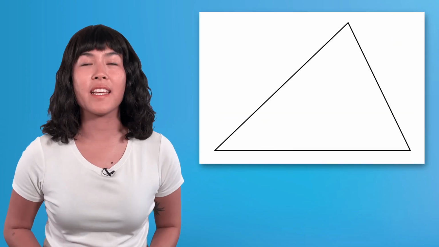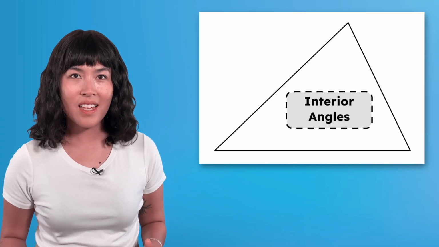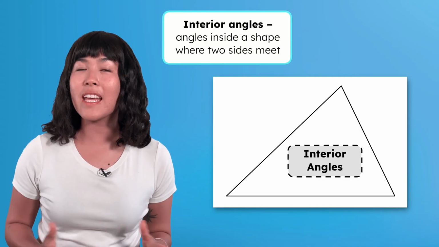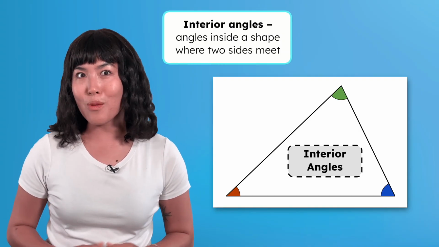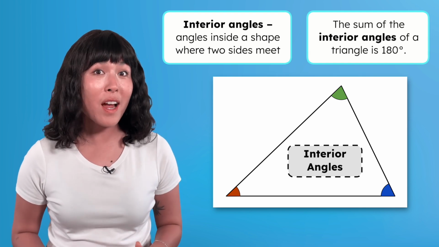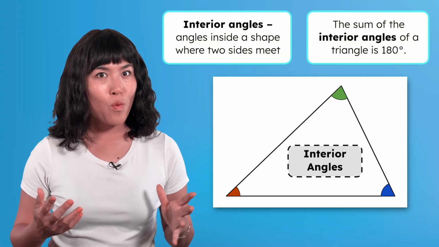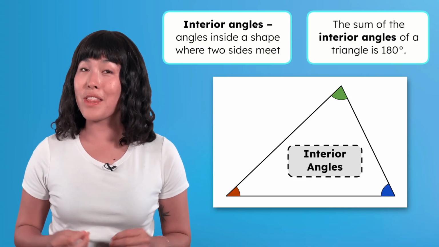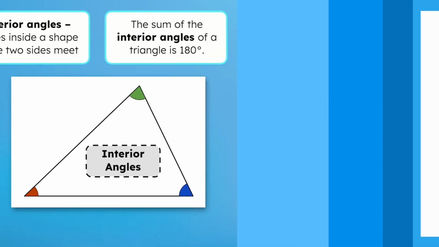Let's start by taking a look at the interior angles of this triangle. Interior angles are the angles inside a shape where two sides meet. You might remember that the sum of all three interior angles of a triangle is 180 degrees. We can use the triangle you cut out in the pre-video activity to demonstrate that fact.